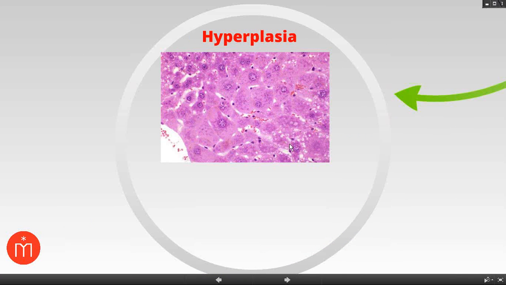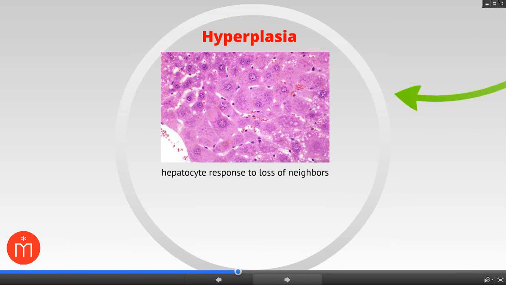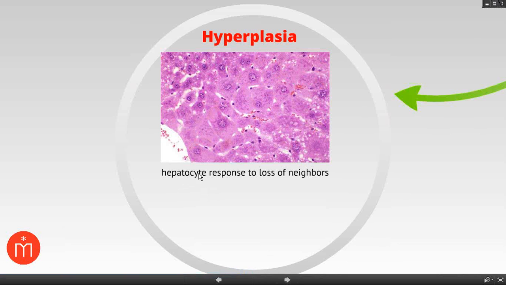If we look at the histo slide here, we see a few things. We see some mitotic bodies inside of these cells. It's very hard to interpret a slide like this. But if we do see hyperplasia, we recognize that it's due to a hepatocyte response to the loss of neighbors. The liver is one of the tissues that is able to replace damaged cells. Not all tissues can do this. You might be thinking about muscle cells, especially cardiac muscle, and neurons, brain cells. Those cannot be replaced, while other cells can.